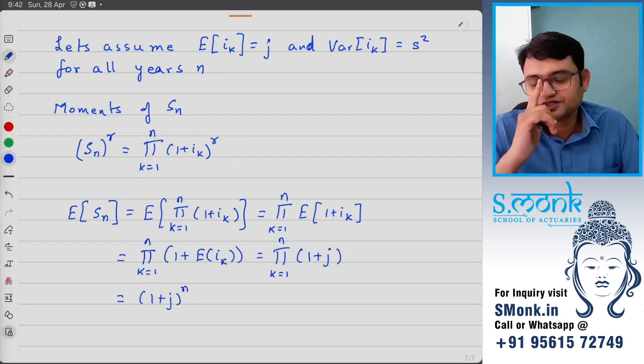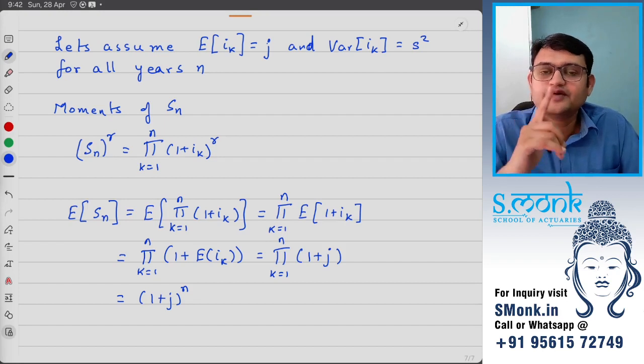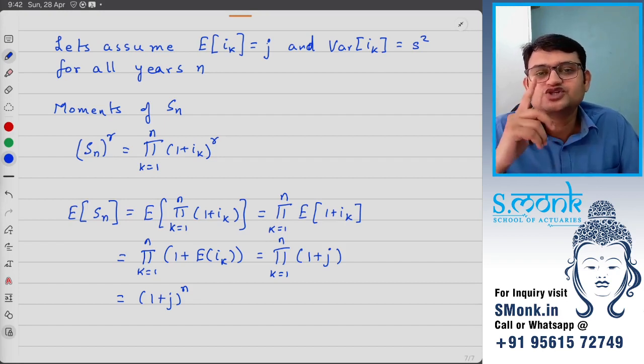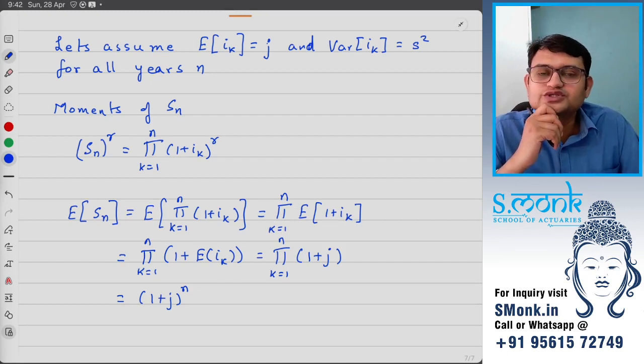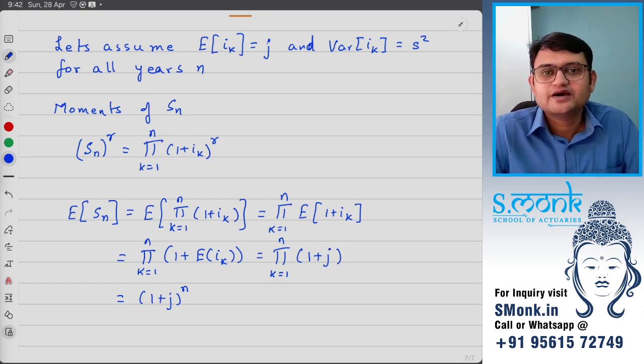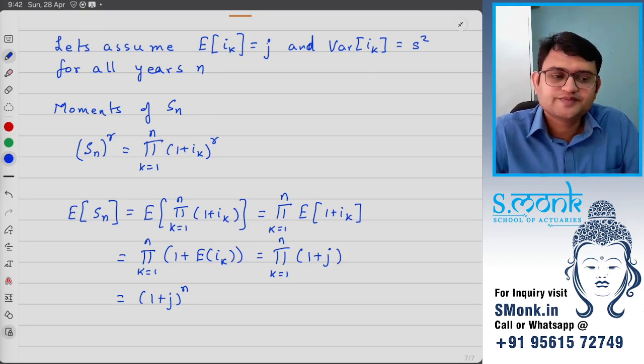So for a single investment at time 0, the accumulated value at time n is just 1 plus J raised to n. That means we are using the fixed rate model, right? Remember, this is what we get for the fixed rate model, if we assume that we are using the expected rate of interest, J, for all years. So this is a variable rate model. This is not a fixed rate model. It's just that the expected value of a single investment turns out to be the same mathematically.